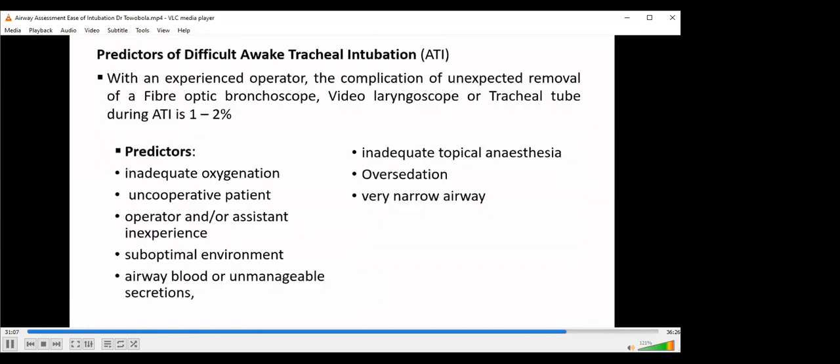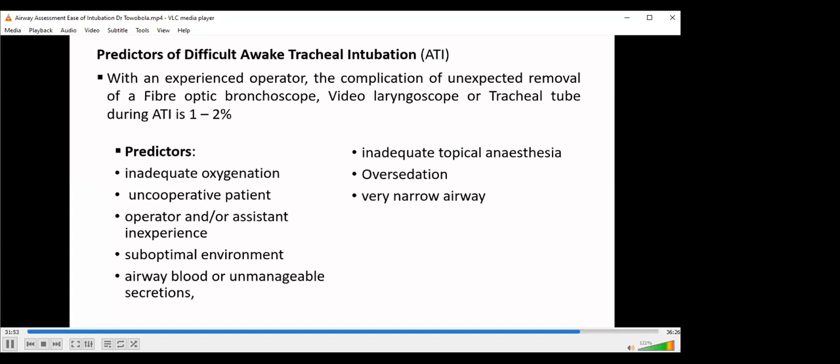Let's look at predictors of difficult awake tracheal intubation. With an experienced operator, the complication of unexpected removal of a fiber optic bronchoscope, video laryngoscope, or tracheal tube during awake tracheal intubation is about 1 to 2%. Predictors include inadequate oxygenation, an uncooperative patient, operator and or assistant inexperience, suboptimal environments, airway blood or unmanageable secretions, inadequate topical anesthesia, oversedation, and very narrow airway.